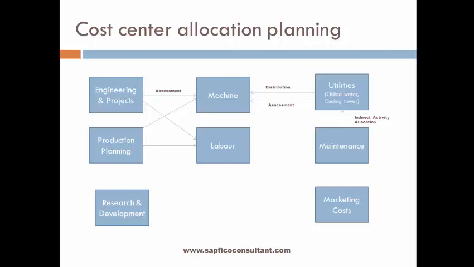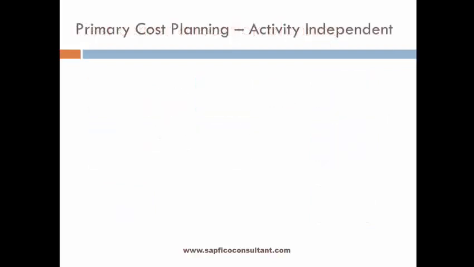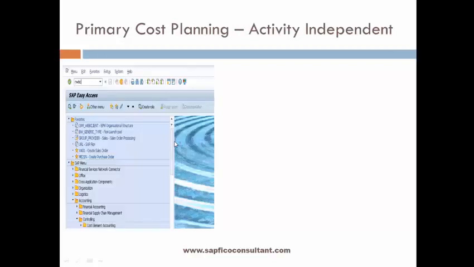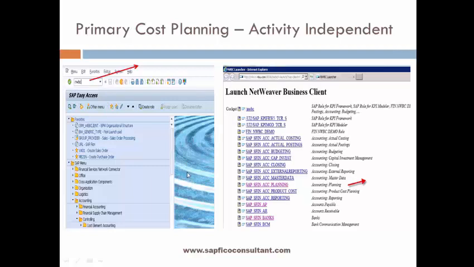So what are the costs which are going into the product from the cost center? So let us start with primary cost planning, which is activity independent. So in SAP's main screen, in the T code, what we update in the transaction bar is NWBC. Once we update NWBC, we are shown the Internet Explorer. Internet Explorer screen opens up, and it is called NetWeaver Business Client.